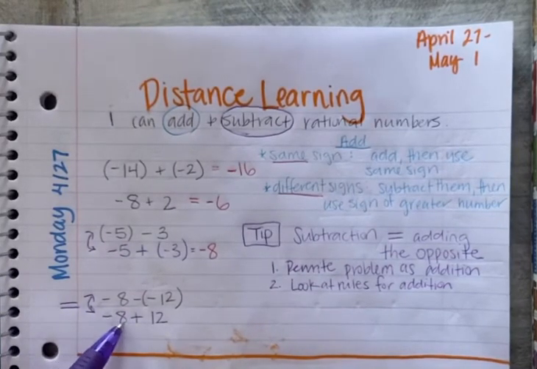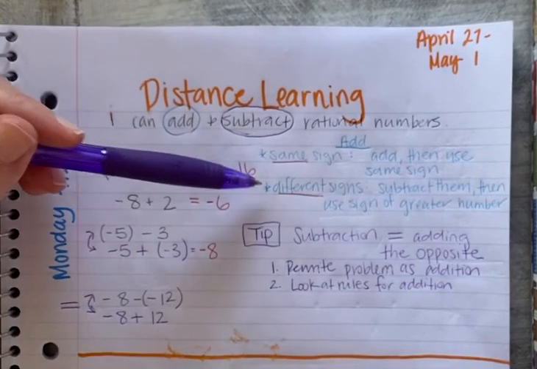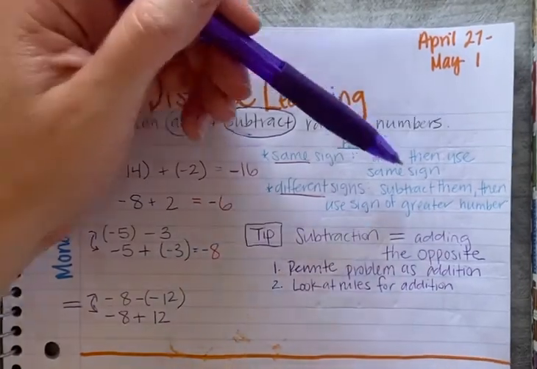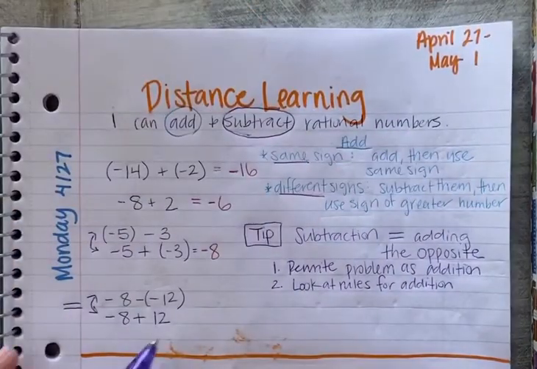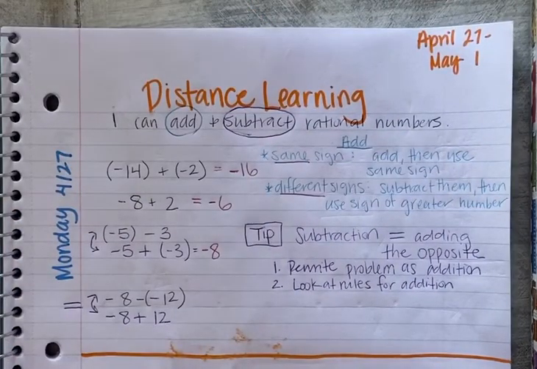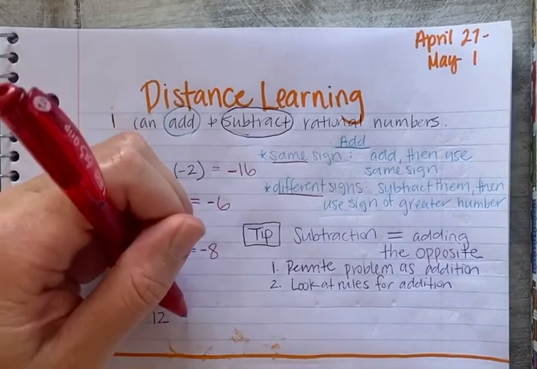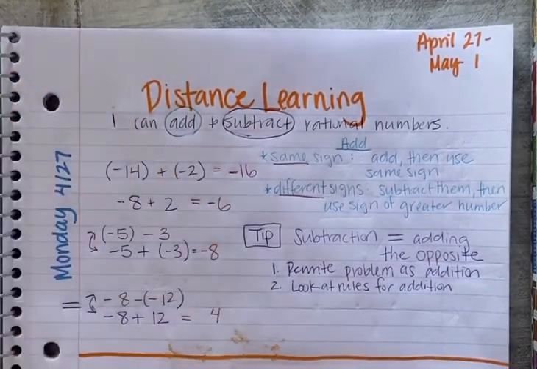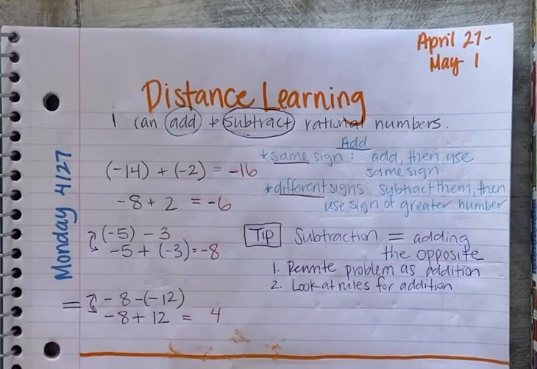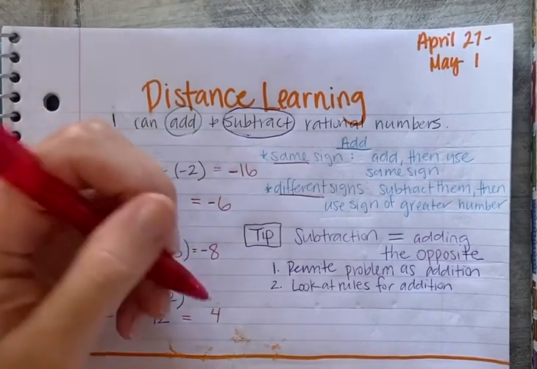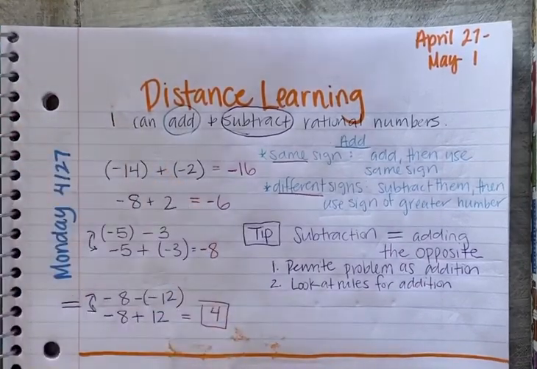So I have a -8 plus a +12. So it's clear that these are different signs. So I actually am going to subtract them, then use the sign of the greater number. Subtracting them, 12 minus 8 is 4. And the greater number is a positive number. So this is going to be a +4. That is going to be my answer. Okay. You'll have several problems to practice with.